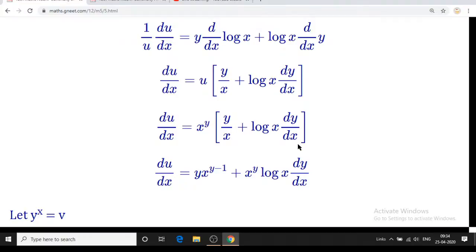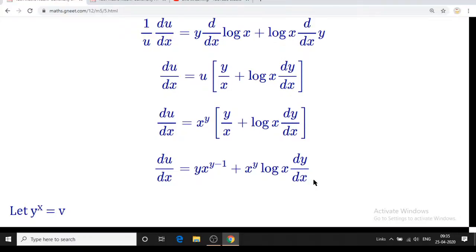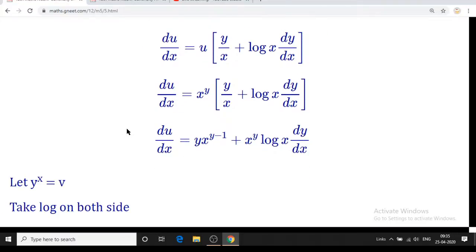Now we are simplifying this. x raised to y upon x, base is same, power gets subtracted, so that is y minus 1. So y x raised to y minus 1 plus, we will multiply this x raised to y to this term, x raised to y log x dy by dx. So we have calculated du by dx. वहाँ तक कुछ ज़्यादा सिंप्लीफिकेशन नहीं करना है, just keep as it is. Now y raised to x is v. So take log on both the sides.